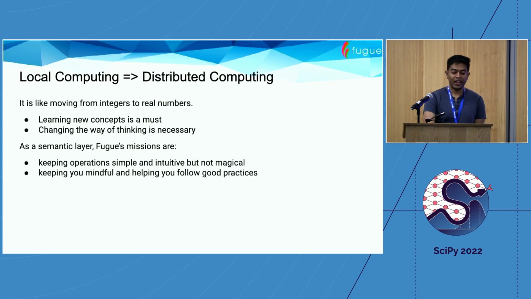Let's take a step back and look at local versus distributed computing. It is like moving from integers to real numbers. It is not possible to do so without learning new concepts. That includes things like persisting and partitioning. And for us to take full advantage of it, we need to change our way of thinking. As a semantic layer, the mission of Fugue includes keeping operations simple but very deliberate. That is, there is no magic in it. And then it is also set up in a way which lets us adhere to best practices in terms of structuring code and logic.